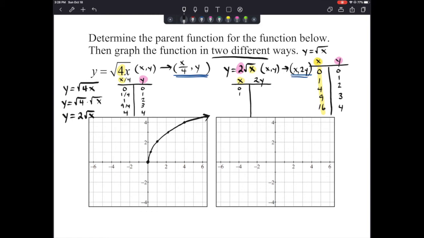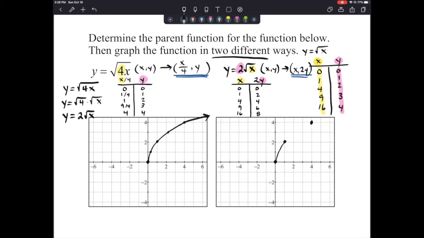0, 1, 4, 9, and 16. And now we're going to take each of these y values, and we're going to plug it in here and multiply it by 2. So we should have 0, 2, 4, 6, and 8. Now, will they all fit on the graph? No, but let's get on there what we can. 0, 0, 1, 2, and 4, 4 all fit on there.